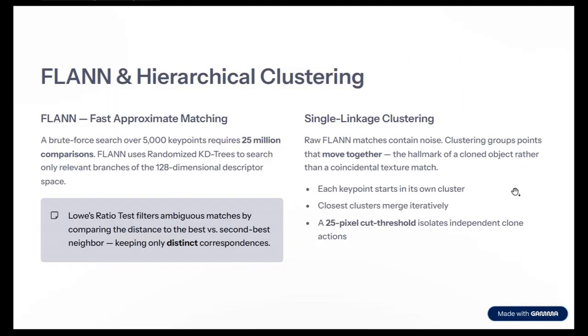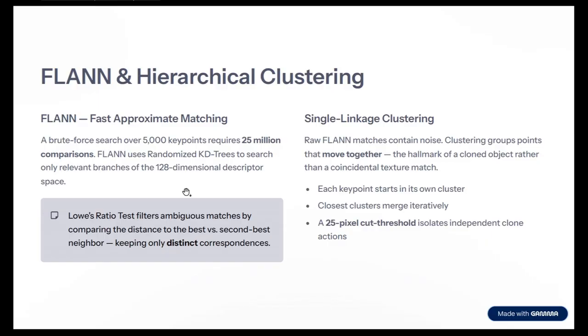Next comes FLANN, Fast Library for Approximate Nearest Neighbors. In copy-move detection, every single key point in the image must be compared against every other key point in order to find clones. In a high-resolution image with 5,000 key points, an exhaustive brute force search would require 25 million comparisons. FLANN does this in a much more efficient way by using a randomized KD tree.